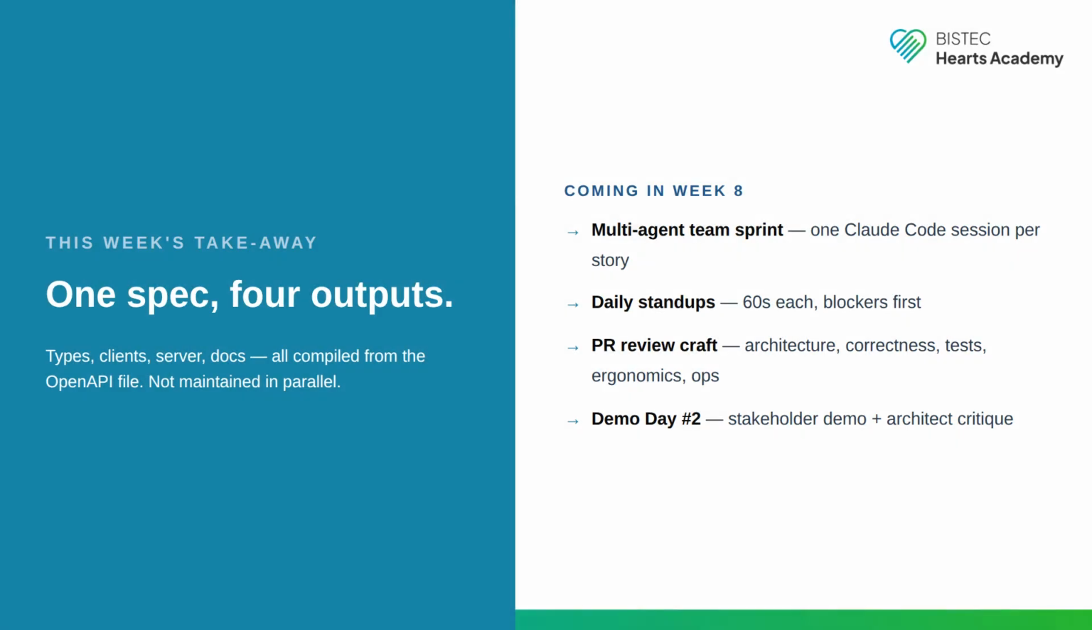The takeaway from week 7. One spec, 4 outputs: types, client, server, docs, all compiled from the OpenAPI file, not maintained in parallel.